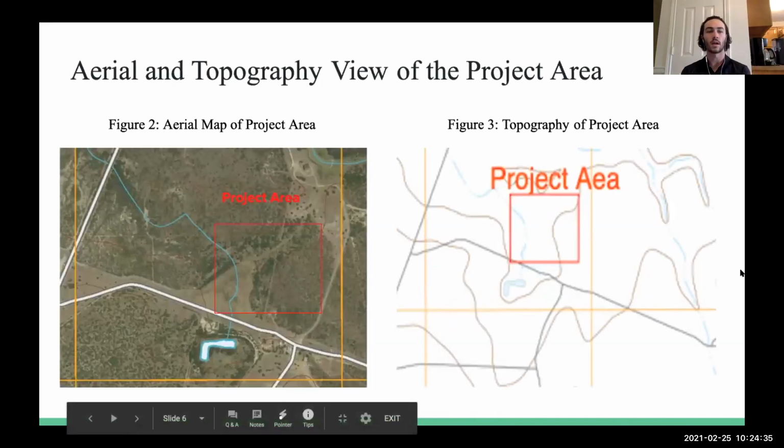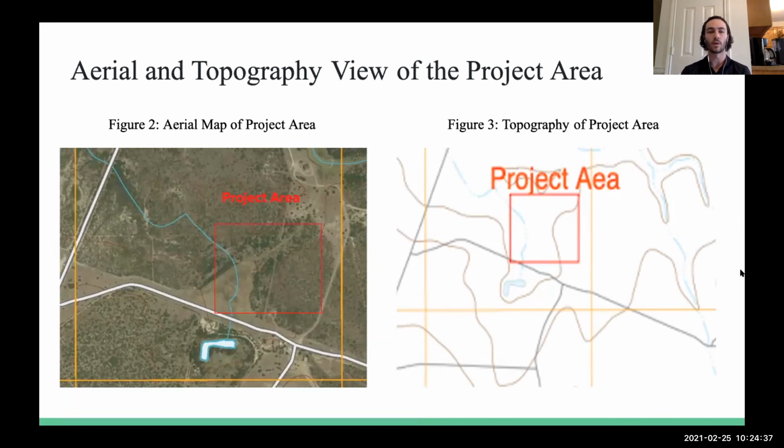All right, on this slide, we have two different views of our project area. The one on the left is an aerial view. This is good to show some of the roads as well as rivers and some of the vegetation in the area. On the right, we have the topography map of the project area. You can't really see it in the picture, but the elevations range from about 500 to 600 feet above sea level. This is good to help us determine some of the flow of water.